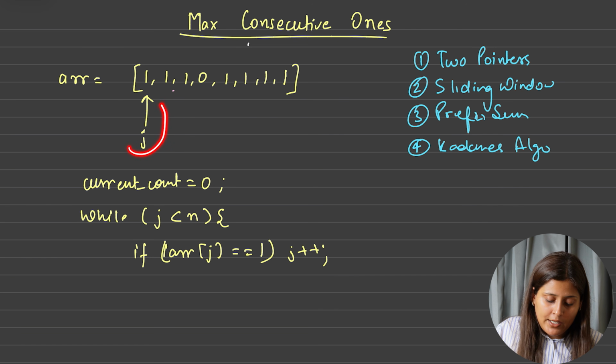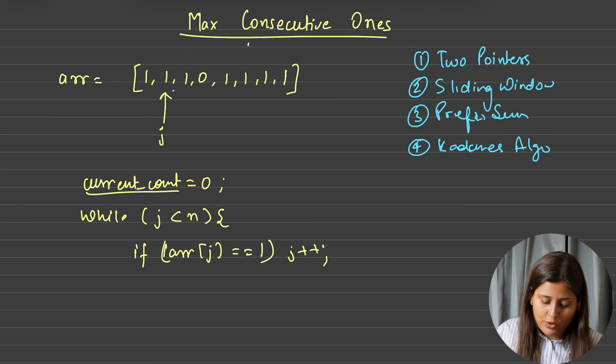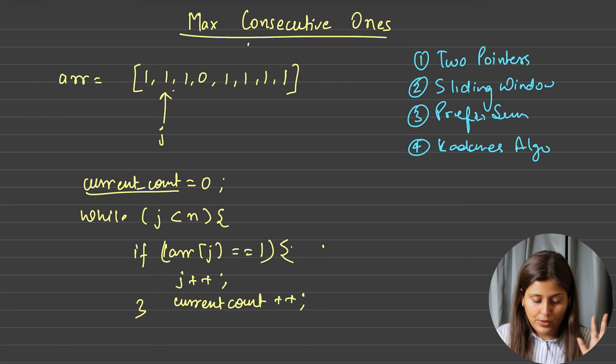Why? Because see, here it is equal to 1, correct? So I will do simply j plus plus. But along with j plus plus, I will increment my current count also. So what I will do? Along with j plus plus, I will do current count plus plus also. Correct? Yes, I'll do that.